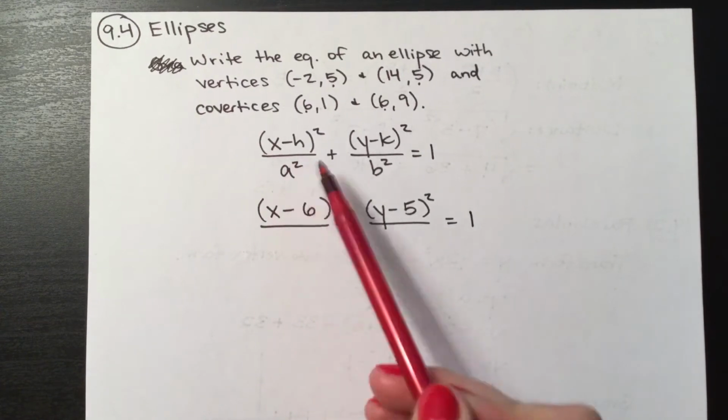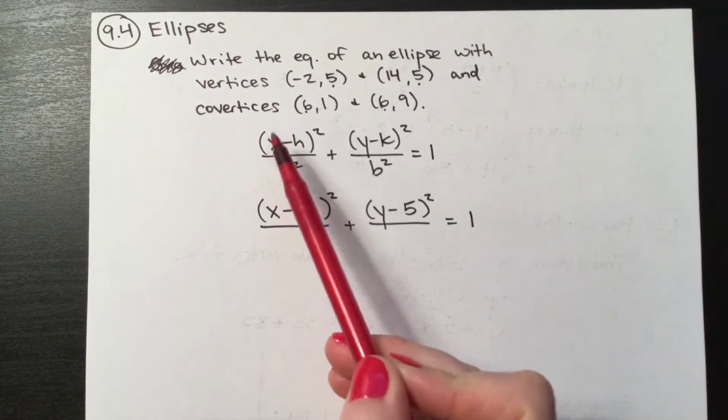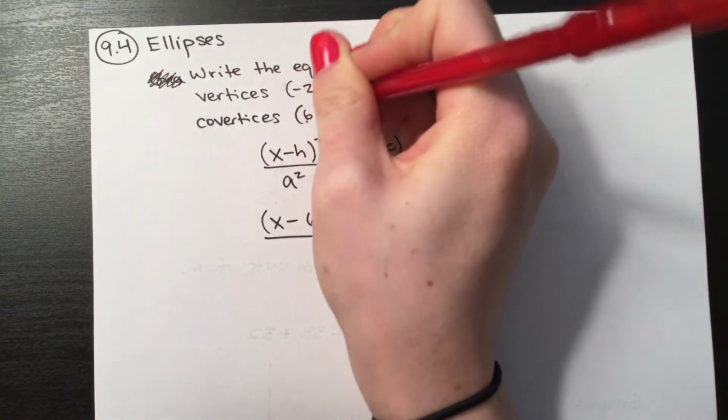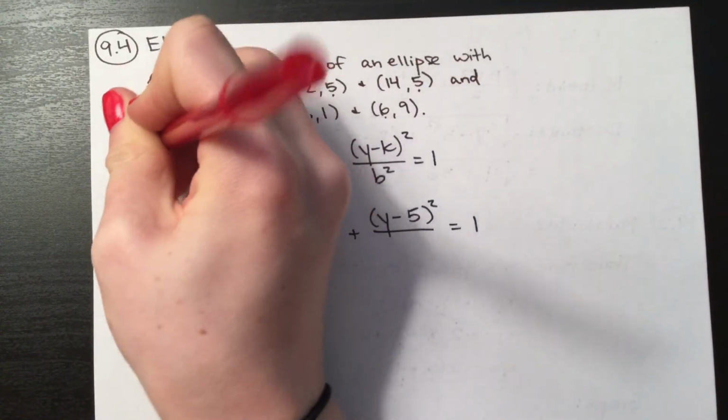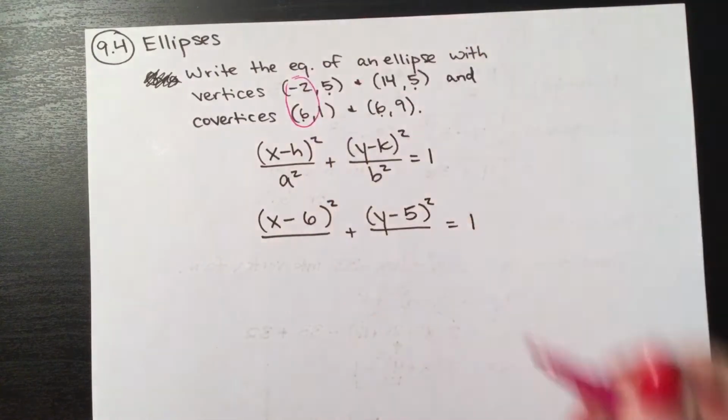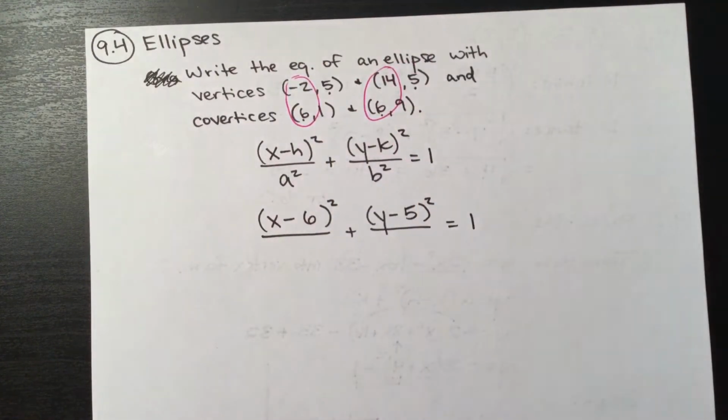So here, this a squared, a is the distance between the x-coordinate of the center and the other x-coordinates. Let's take a look at this. Look at the difference between my coordinates. Let's try this again. Take a look at the difference between these x-coordinates and these x-coordinates.